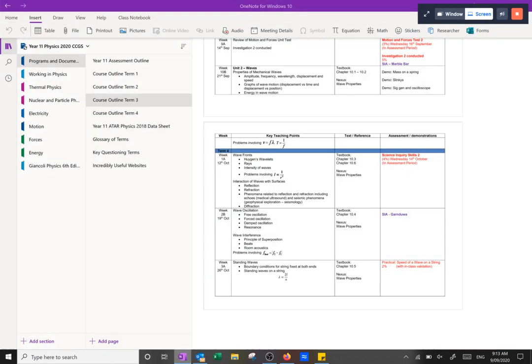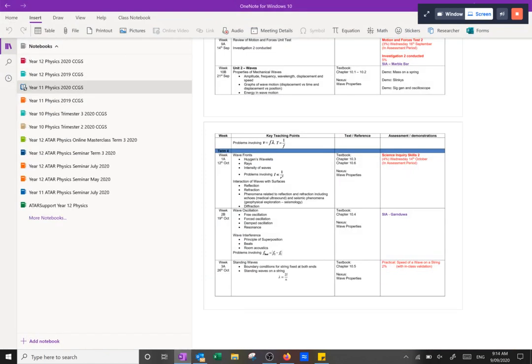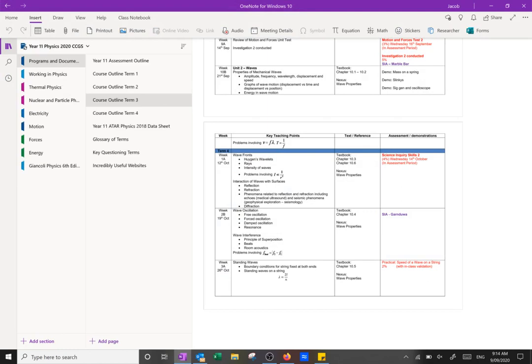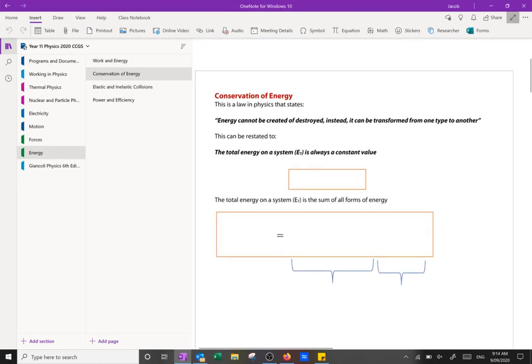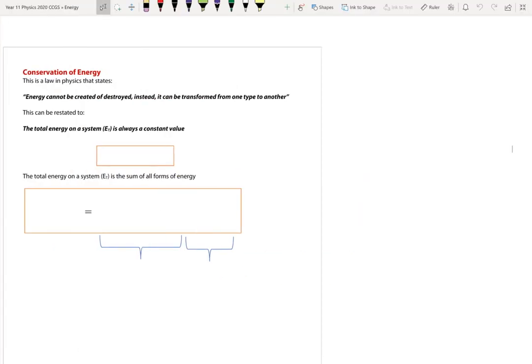Next year. All right. Lesson 3 for work and energy. Let's get to page 10, as I said. A lot of this you would have covered in year 10, all right?